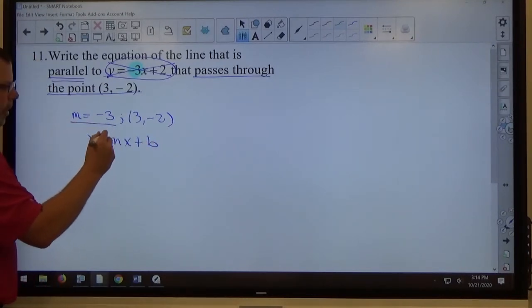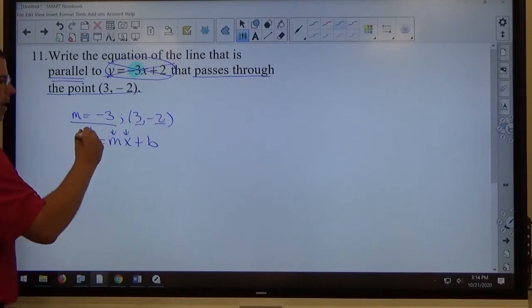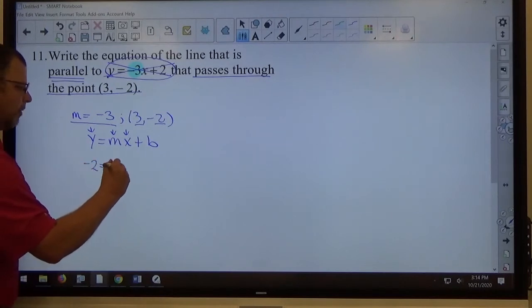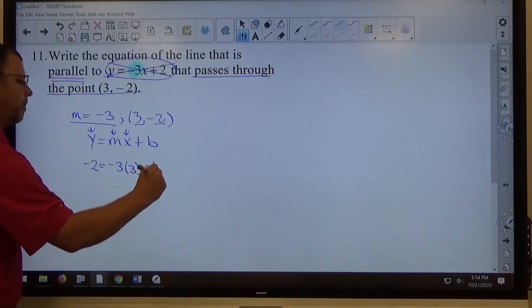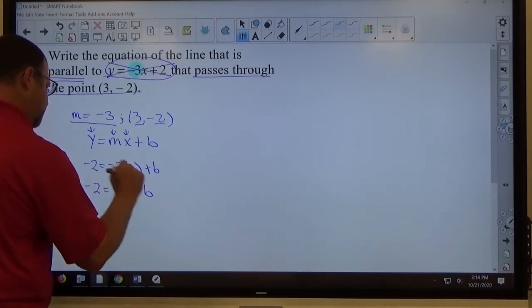M is negative 3, that goes here. X is 3, that goes here. And y is negative 2, that goes here. So substitute all three values in. Negative 2 equals negative 3 times 3 plus b. So negative 2 equals negative 9 plus b.